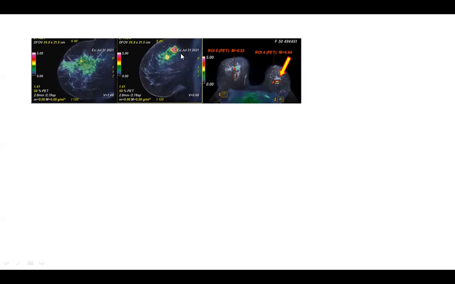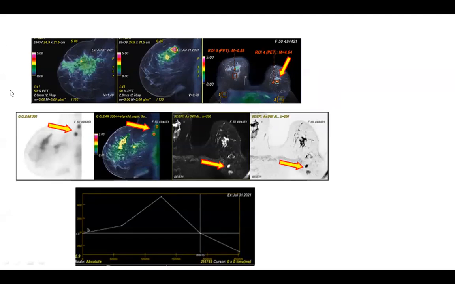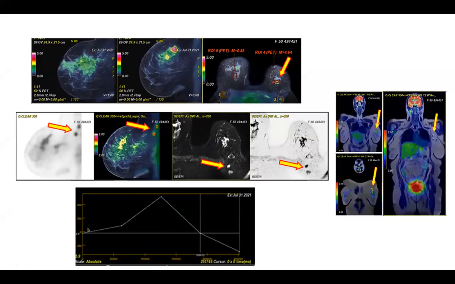These are the fused PET MR images showing the variable FDG uptake, with areas of accentuated FDG uptake and areas of less FDG affinity. In the nodal assessment, we can see that there is also diffusion restriction and accentuated FDG uptake related to the anterior and the central group left axillary lymph nodes, also showing a type 3 time intensity curve. These are the coronal fused images, also showing the primary breast lesions and the left axillary metastatic lymph nodes.